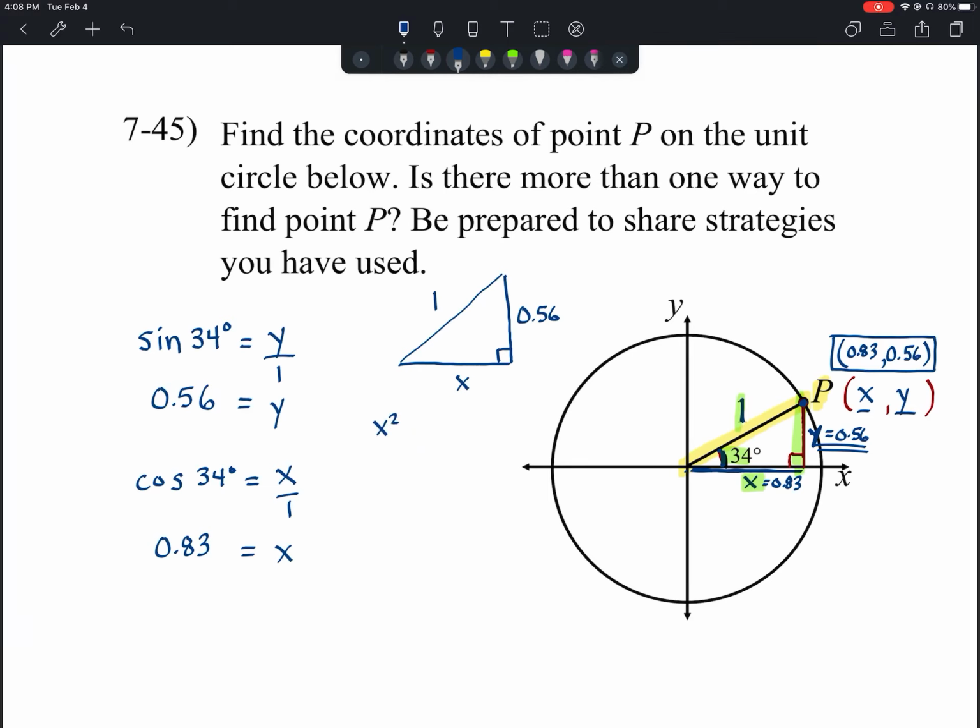You could do that. You could say x squared plus 0.56 squared is equal to 1 squared, and you could go through and solve that. You should get something similar to 0.83. However, we've rounded, so we may have altered it a little bit. If any of you try that, that's a good thing to think about. And we're going to talk about this a little bit more in just a moment.